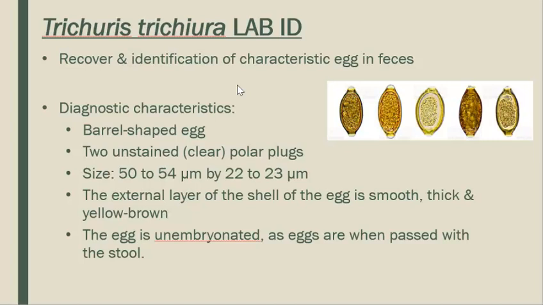The external layer of the shell of the egg is smooth and thick and usually a yellow-brown color. The egg is unembryonated, meaning it does not have an embryo, at least not till the next stage. Its eggs are passed with stool.